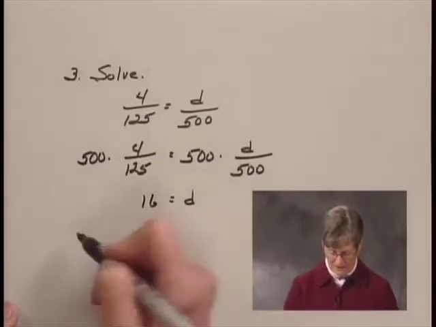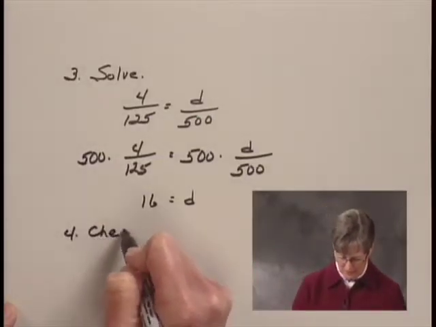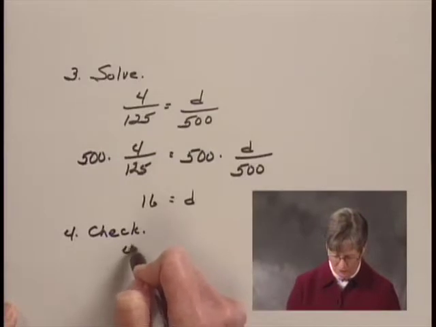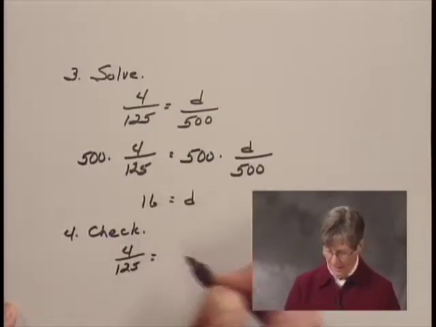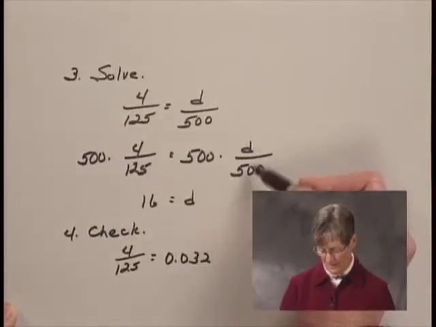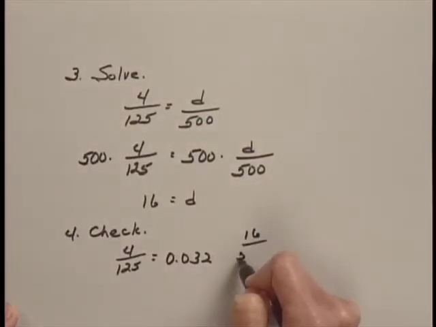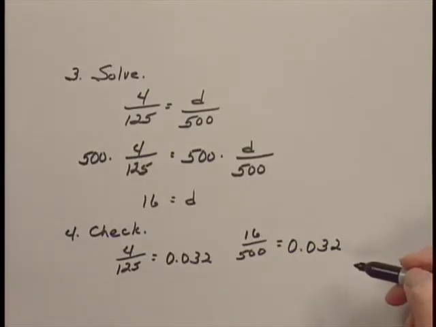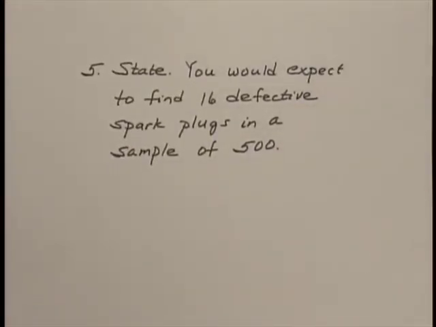Now we need to check this in the problem to see if it's a good answer for the original problem. And one way that we can do this is just to check the ratios. We had a ratio of 4 over 125, and in decimal notation that's equal to 0.032. And let's see if D over 500 or 16 over 500 is equivalent to that. And it's true that 16 over 500 is also equal to 0.032. So since these ratios are the same, we know that the result is correct, and we can state the answer now. You would expect to find 16 defective spark plugs in a sample of 500.